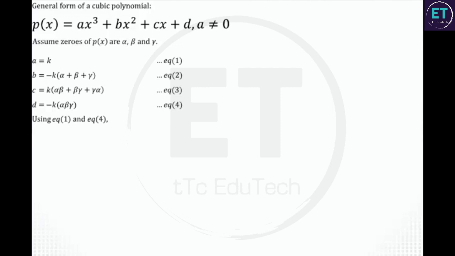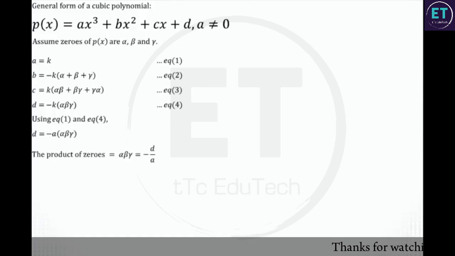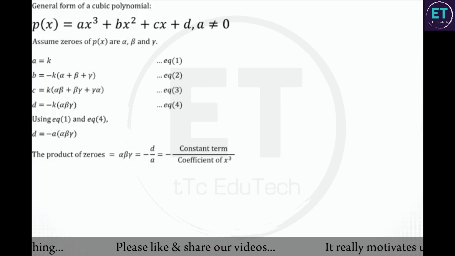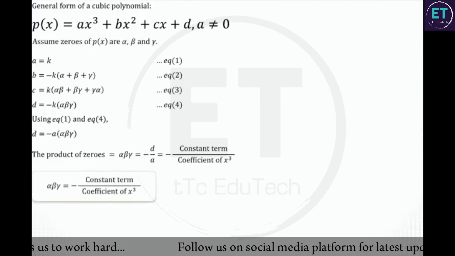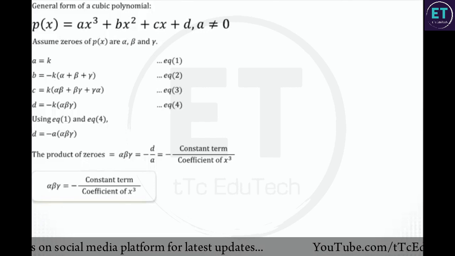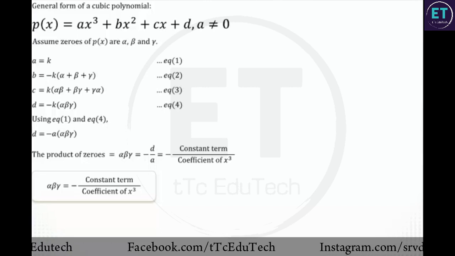Similarly, using equation 1 and 4, the product of zeros is equal to minus d divided by a. Here d is the constant term and a is the coefficient of x cubed. Therefore, this equation establishes the relationship between the product of zeros and the coefficients of the cubic polynomial.